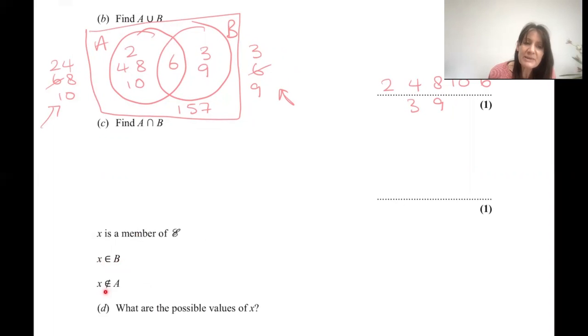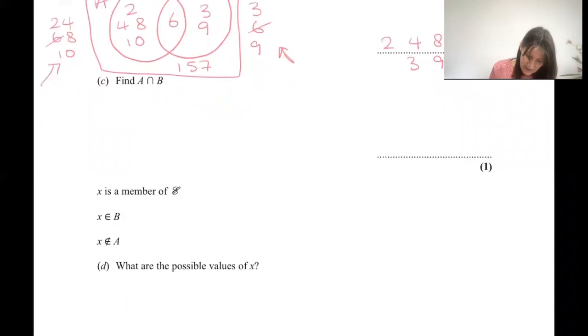a little line through it, it means it cannot be in that subset. So it's not in A. So it's in B, but not in A. So when I look at this, those 2 numbers are in B, that is in A, which I can't include. So my answer is 3 and 9. So the possible values are 3 and 9.